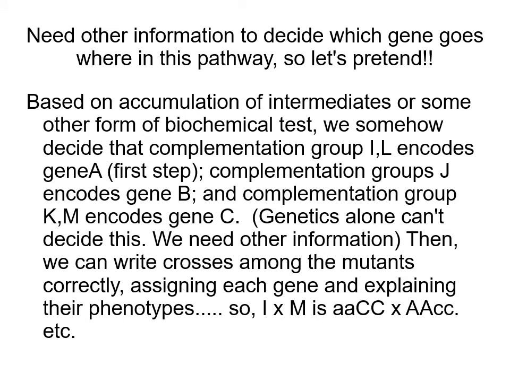Okay, so you can't really decide which gene goes with which enzyme, where in this pathway. Genetics can tell you what genes are involved, but you've got to go a little further into the biochemistry to figure out which intermediate goes with which and which reaction goes with which particular gene. So we can somehow decide using complementation which gene is which based on the biochemistry that we're not going to talk about. In principle, when we write crosses among the mutants, we can just discuss them in pairs.